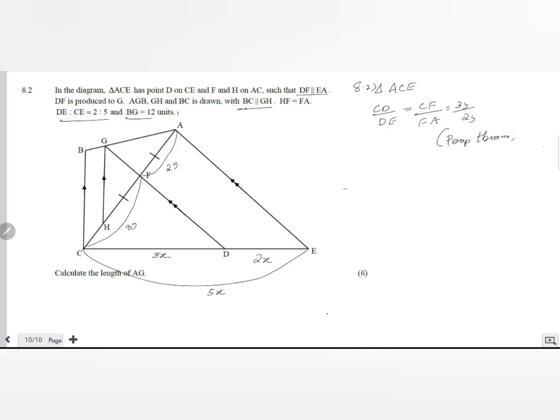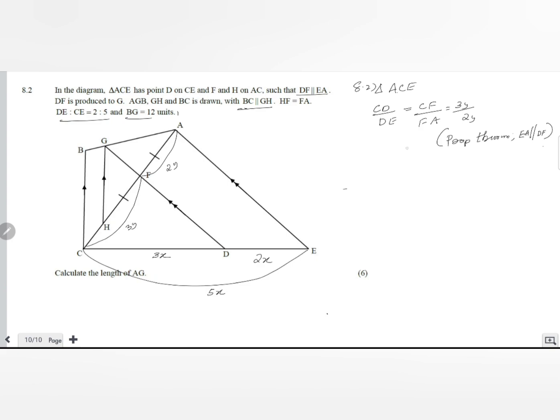And which two are parallel sides? EA is parallel to DF. Whenever you write a prop theorem, you have to mention the parallel lines also. Okay, so we got 3 over 2, isn't it?